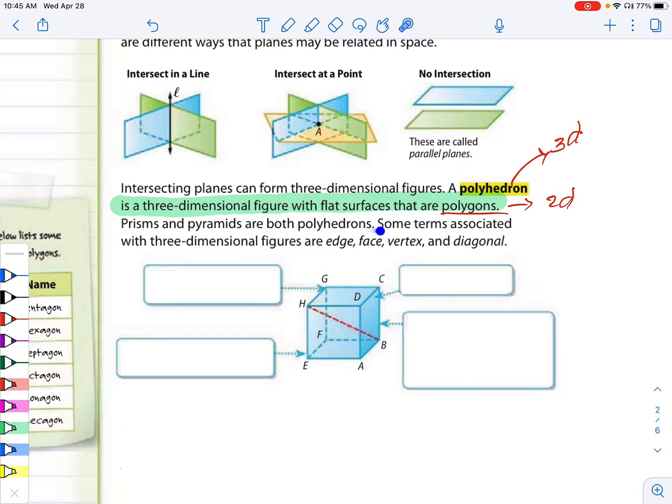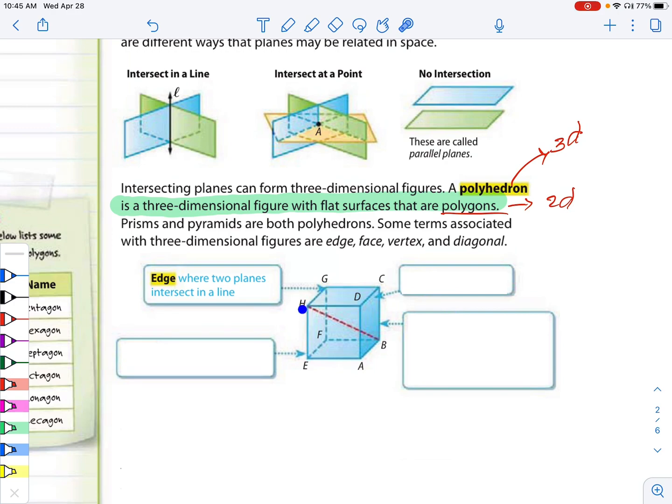Prisms and pyramids are both polyhedrons. Some terms associated with these three-dimensional figures are edge, face, vertex, and diagonal. Once you start talking about a polyhedron, you can find an edge, a face, a vertex, and a diagonal. Let's take a look at this prism at the bottom, the rectangular prism, and let's identify what an edge is. An edge is where two planes intersect in a line.